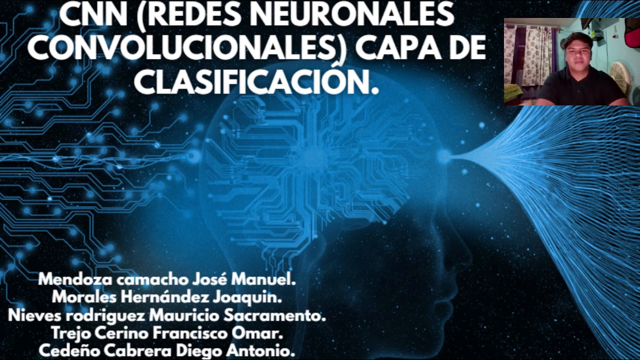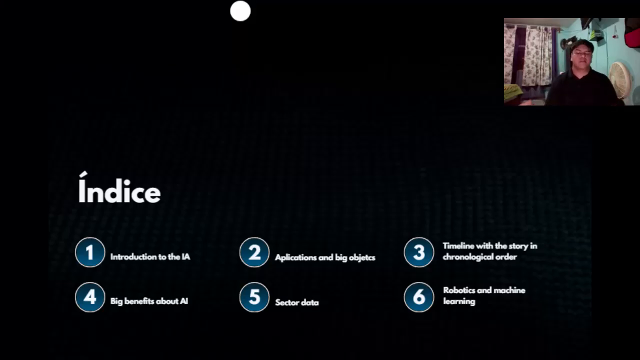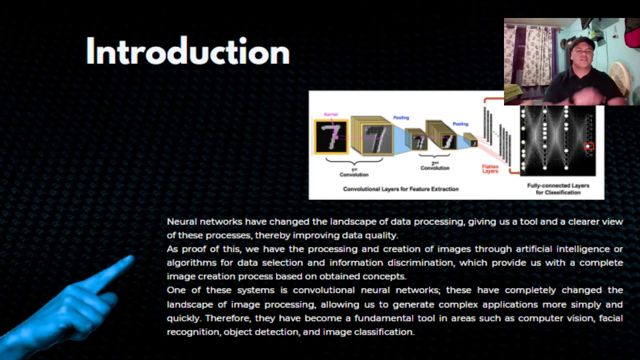We are the fifth team and we talk about CNN, or convolutional neural networks, specifically about the last layer, the classification layer. All of us know that neural networks have changed the landscape of data processing, giving us a tool and a clear view of this process. As proof of this, we have the processing and creation of images through artificial intelligence, or algorithms for data selection and information discrimination.